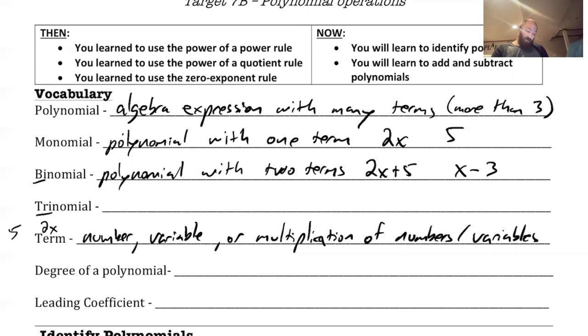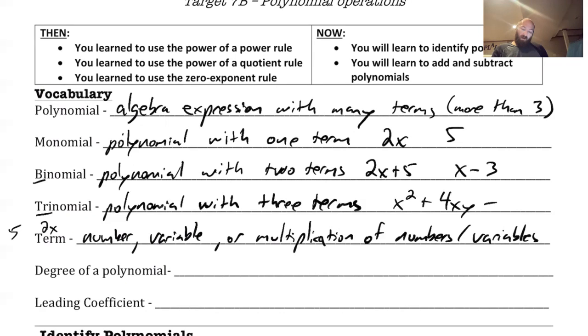Trinomial, it's in the name again. This is a polynomial with three terms. And I can do something like this. I'll do, let's say, x squared plus 4xy minus y squared. Okay, 1, 2, 3. This still counts as a part of my terms because it's a multiplication of numbers and variables there.